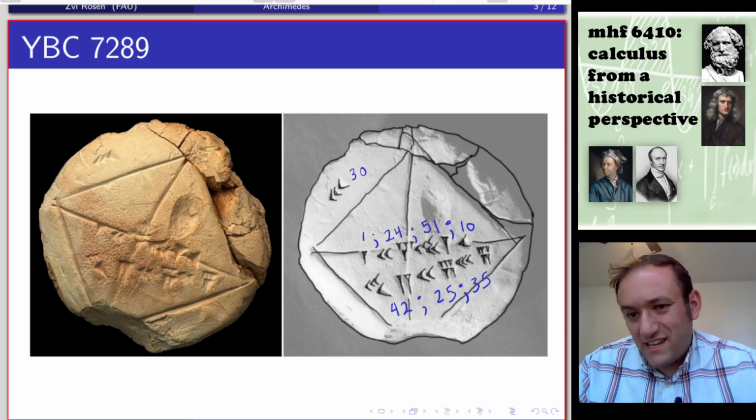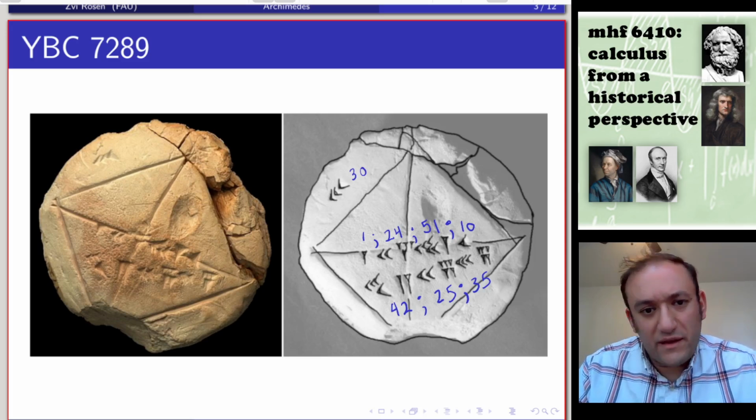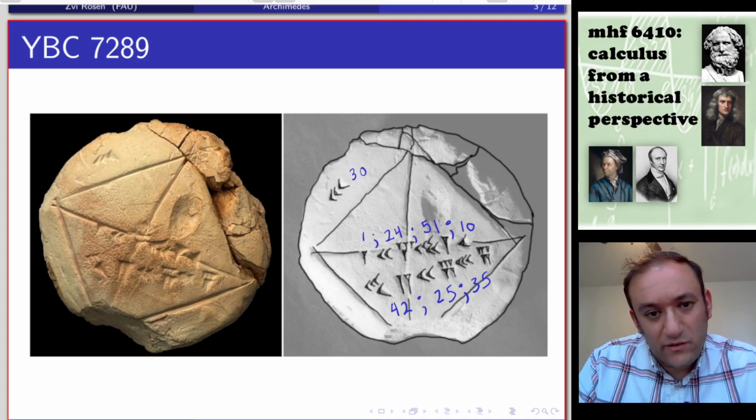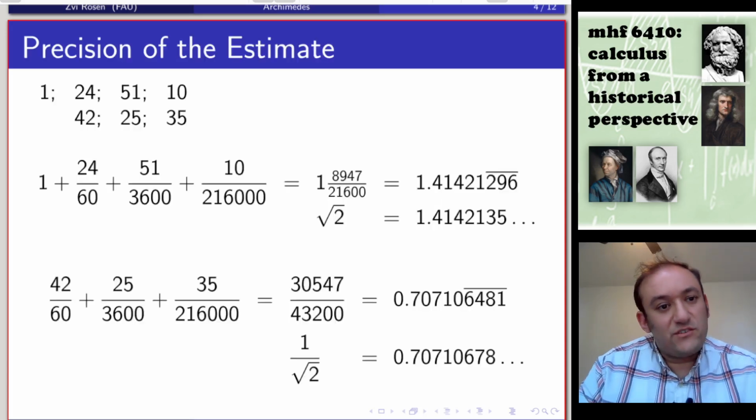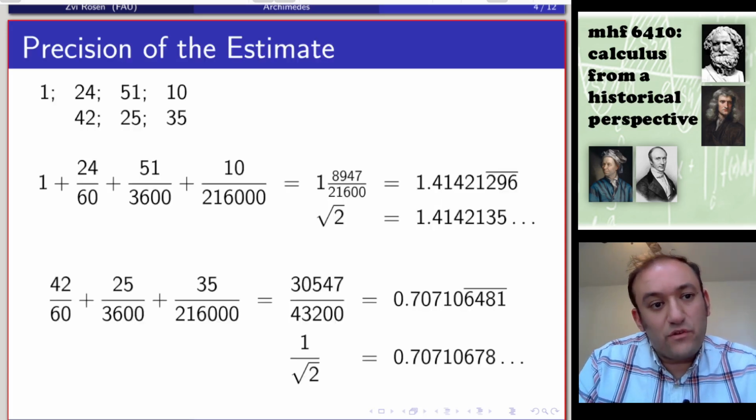So how does this tell us anything about square roots? And what is this square in the background? Well, let's interpret these numbers. So we have, again, 1, 24, 51, 10, 42, 25, 35.